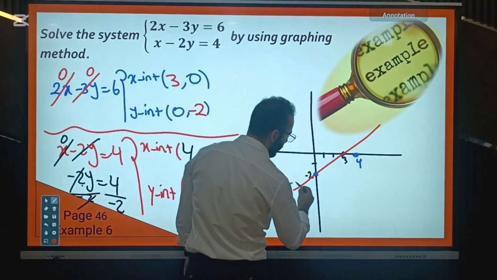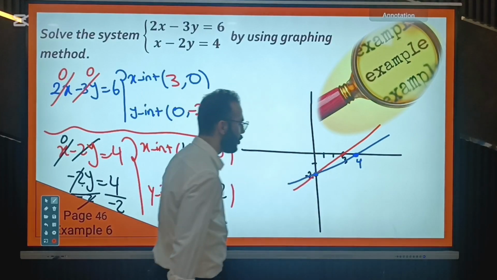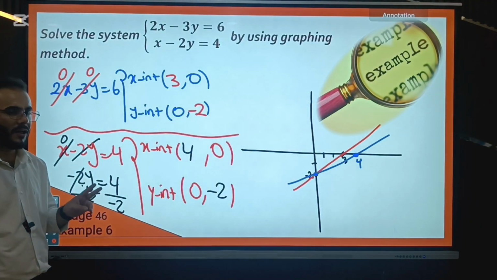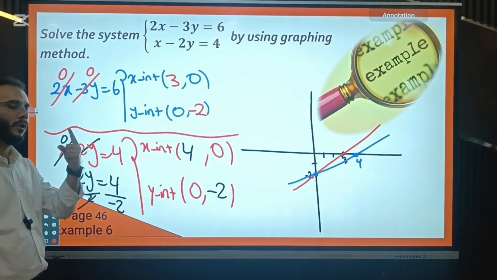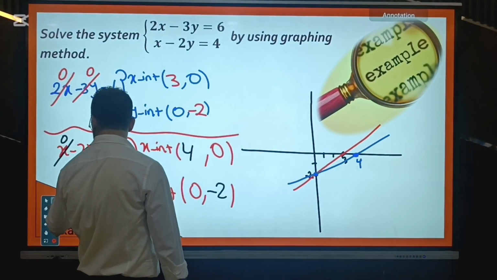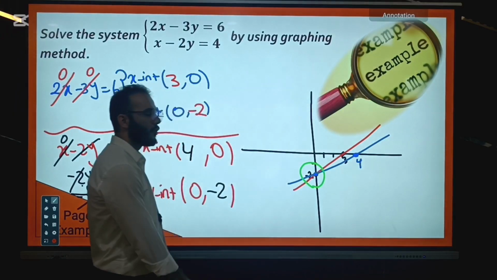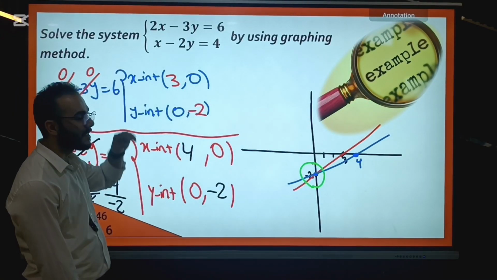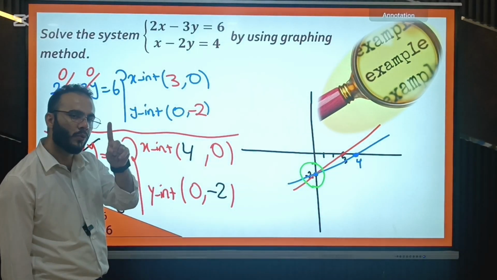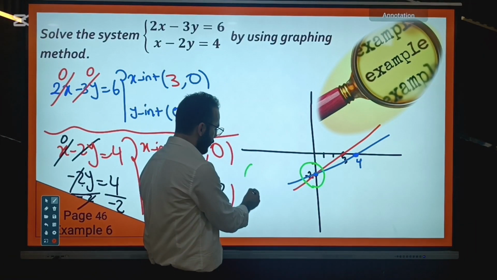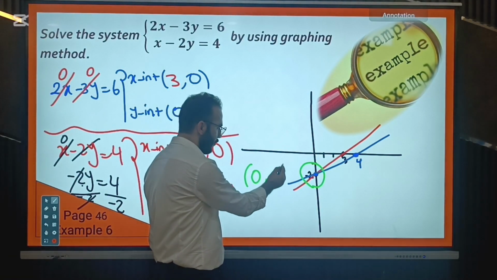So right now, these two graphs, as you can see, intersect each other at only one point. Where is the point? The point is over here. So it means that our system has only one solution. And the solution, by the way, here it's clear. The solution is 0 and negative 2.